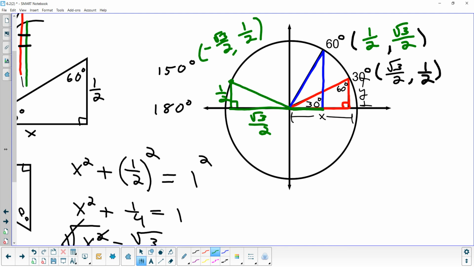Now, I'm not going to draw all the 30s and 60s because there's 2 I could put in every quadrant. I did the 2 in the first quadrant, but you could have 2 here, 2 here, 2 here, and 2 here. If you draw all 8 of them, it starts to look real confusing. But you don't need all 8. All you have to remember is 2 numbers, √3/2 and 1/2. Short side, 1/2. Long side, √3/2.